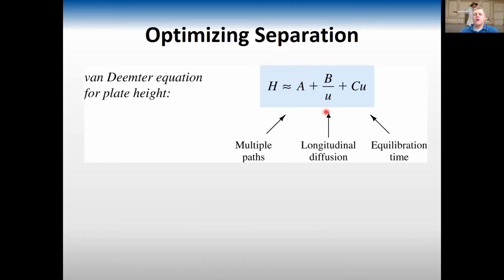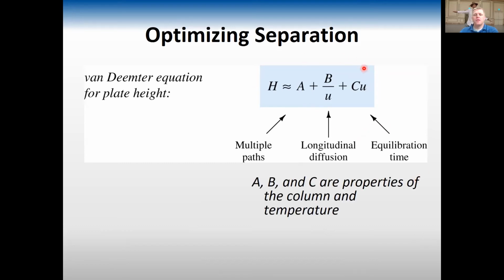Next is the term for our longitudinal diffusion. We have a B term describing that, and that is going to be divided by our flow rate down here. And then we have a term for our equilibration time or finite mass transfer, which is C, and that's going to be multiplied by the flow rate. Now, A, B, and C are all properties of the column and temperature, so they can all be improved using different packing techniques, different size beads, etc. But for the most part, we're going to use this equation to optimize separation for the columns we already have.